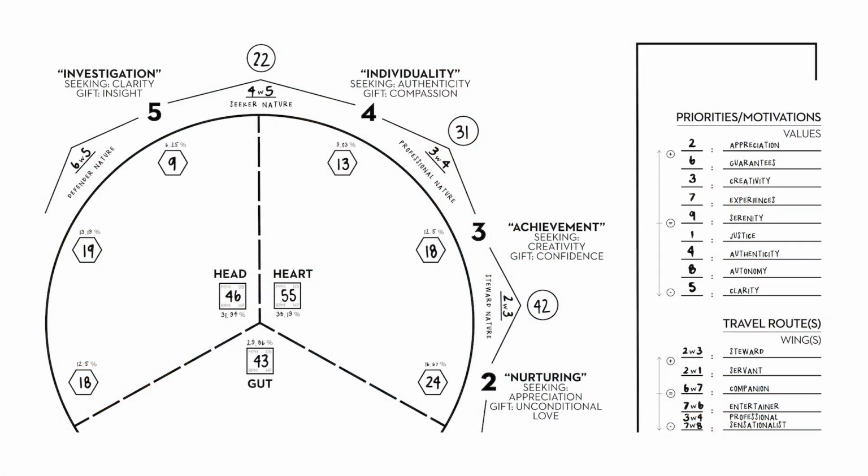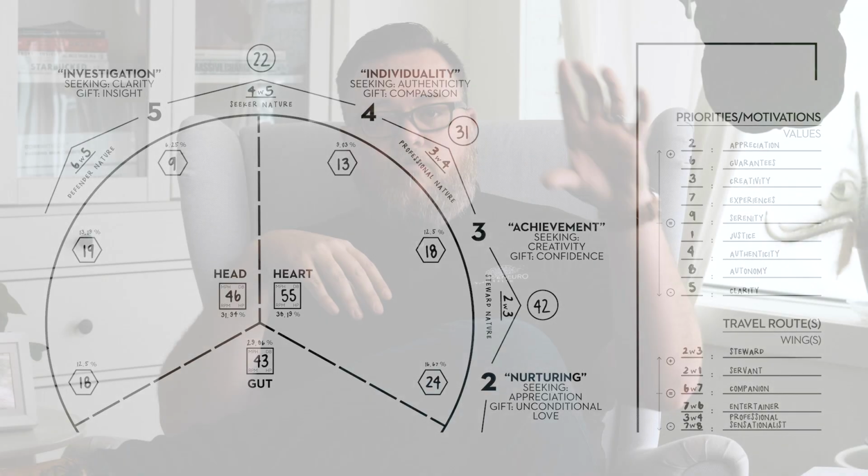So for instance, if your highest number is a 4, you're seeking authenticity. If your highest number is a 2, you're seeking appreciation. Whatever it is that that particular number is seeking, I want you to take that word and put it in order from top to bottom under priorities and values. So just look at your Ready scores and one by one, write the motivation of what that number is seeking in order from first to last according to what your Ready results are.